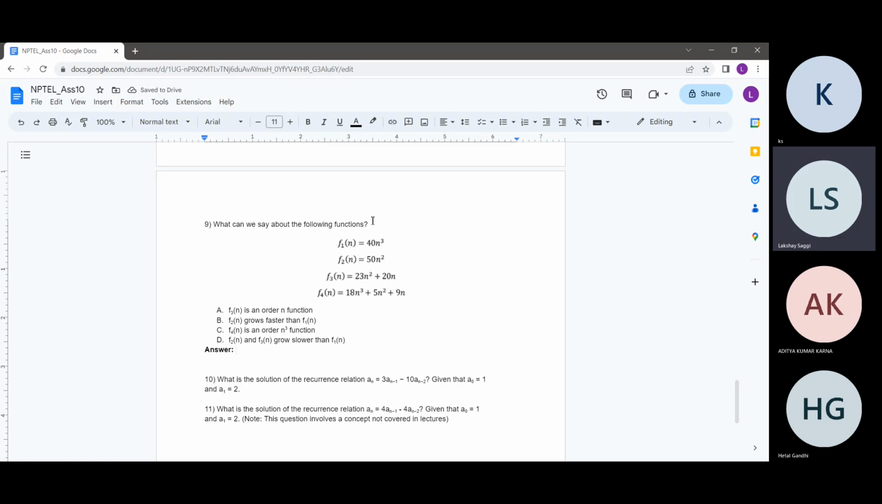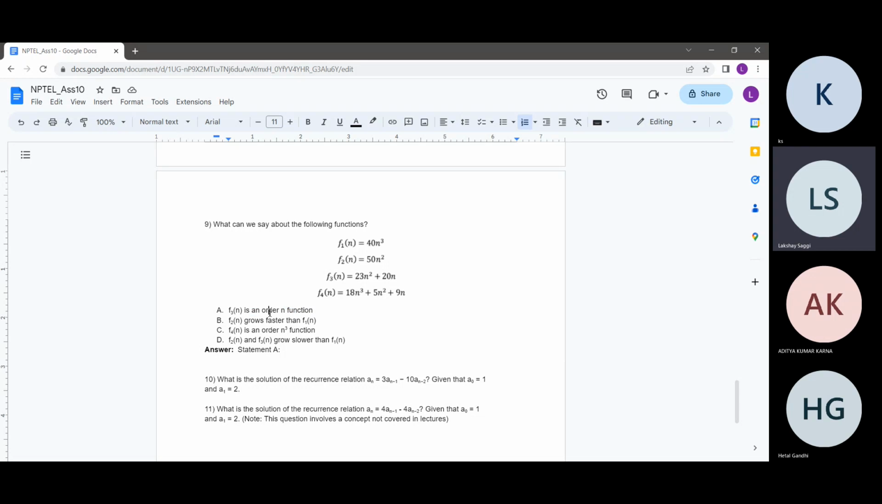So, ninth question. It seems we have been given a bunch of functions, f1, f2, f3, and f4, and we need to find which of the following statements are true. So we have statement A, statement B, statement C, and statement D. Let's see all of these statements individually. Statement A, what does it say? f3(n) is an order n function. So what is f3(n)? f3(n) is 23n square plus 20 times n.